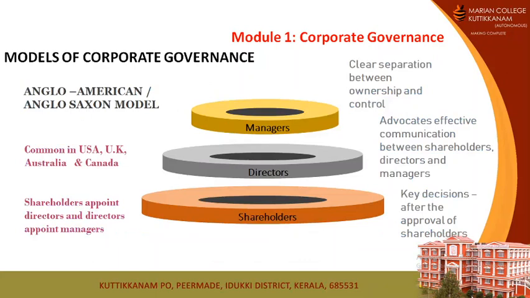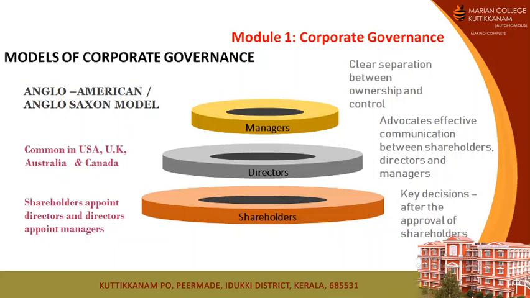The first one is the Anglo-American or Anglo-Saxon model. This model is used as a basis for corporate governance in the USA, UK, Canada, Australia, and some Commonwealth nations. In this model, the shareholders appoint directors and the directors then appoint the managers. Thus, the model clearly separates ownership and control. This model advocates effective communication between shareholders, board of directors, and management. And all the key decisions of the company are taken after getting approval of the shareholders by voting.